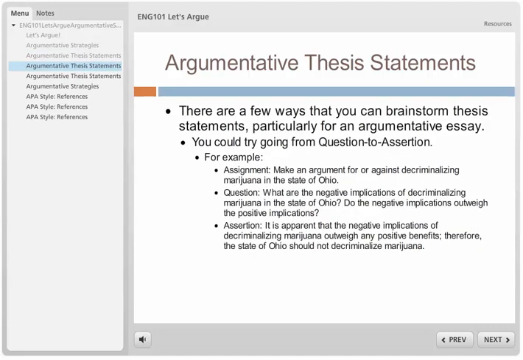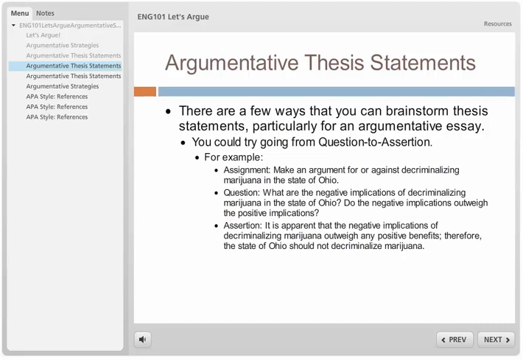Another way that we can brainstorm thesis statements for argumentative essays is by going from question to assertion. So for example, let's consider that we have the same assignment. Make an argument for or against decriminalizing marijuana in the state of Ohio. I can then easily brainstorm some questions associated with the point that I want to make in my essay, and use those to guide me toward my thesis statement. So here, we've come up with some questions like, what are the negative implications of decriminalizing marijuana in the state of Ohio? And do the negative implications outweigh the positive implications?